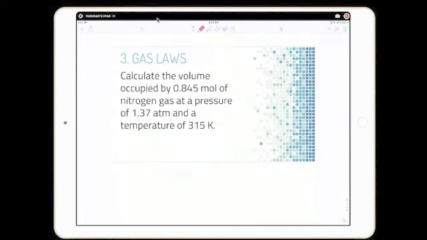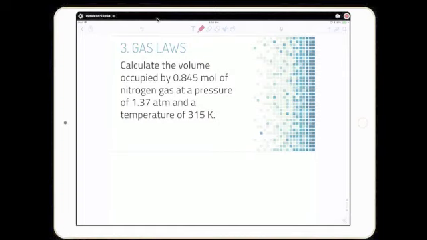Alright, let's try another one. Calculate the volume occupied by 0.845 mole of nitrogen gas at a pressure of 1.37 atm and a temperature of 305 Kelvin. Okay, so let's look and see what we got. They want to know, calculate the volume. So volume is equal to what? They don't tell us what they want the volume in, so just put a question mark. They do give us mole. Mole is n. 0.845 mole.